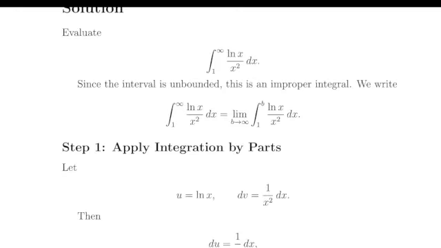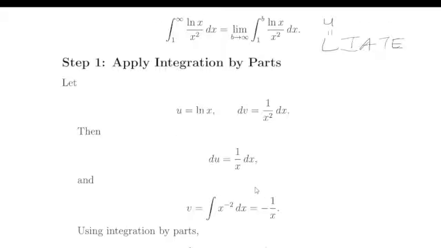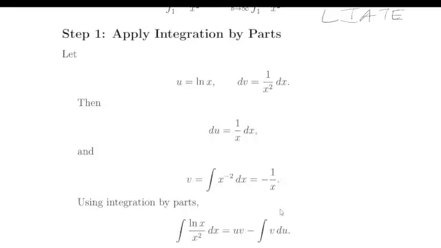In order to integrate it, we have to use the acronym LIATE because we're going to use integration by parts. L is log, so that's going to be our u. So u is our log, and then dv is 1 over x squared dx. So du, the derivative of the natural log, is 1 over x dx. V will be the antiderivative of 1 over x squared, which is negative 1 over x.